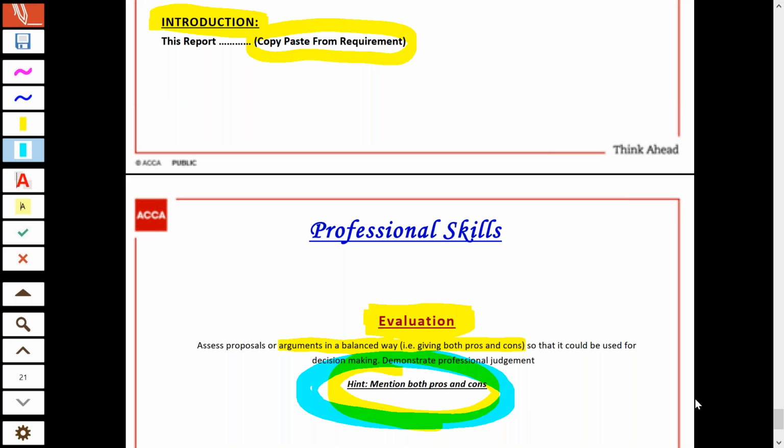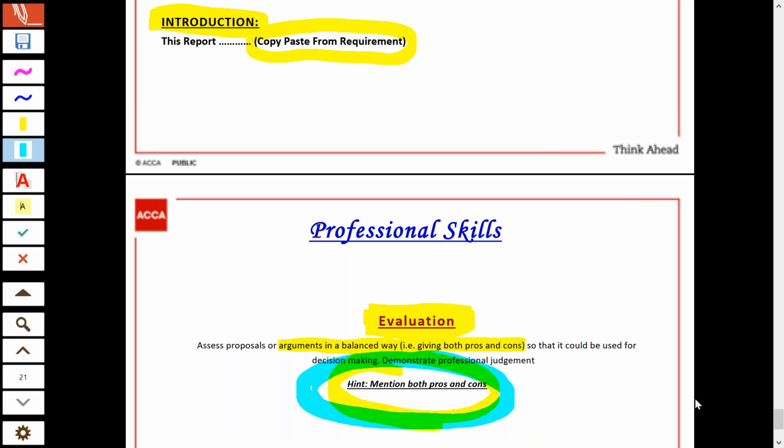Sir, for evaluation skill, do I need to give recommendation? Peter, my friend, I explained to you when we give recommendations and when we don't. It has nothing to do with professional skills. If the question says evaluate, then we will evaluate. We will not give any recommendation, even if the professional marks is for evaluation. But if the question says along with recommendation, then yes.